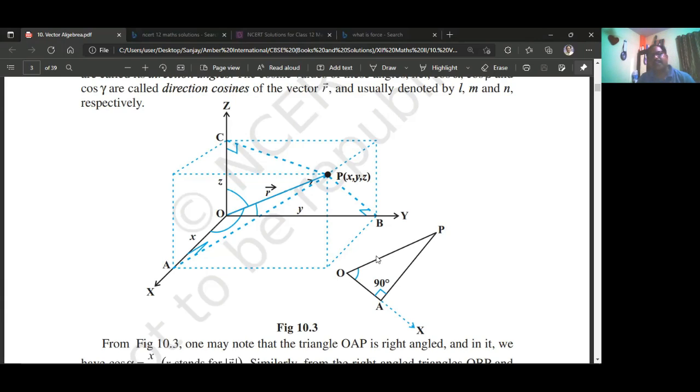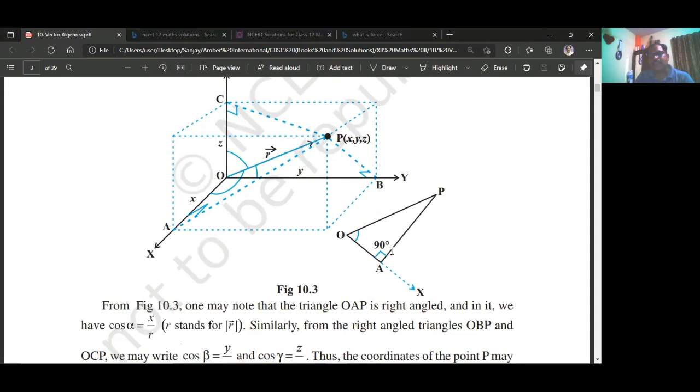As we know, the distance of any point from a line will be simply a perpendicular distance, right? So this PA is nothing but the perpendicular drawn from the point P on the x-axis. That gives us the reason why this PA is perpendicular here. I hope it is clear.